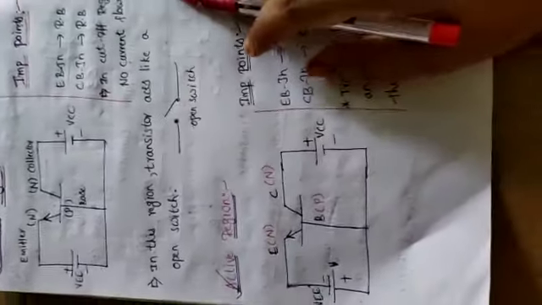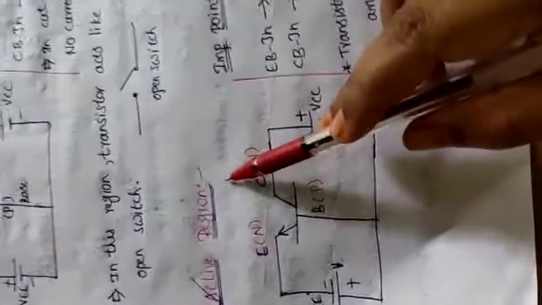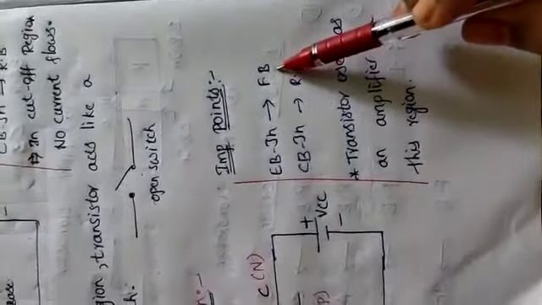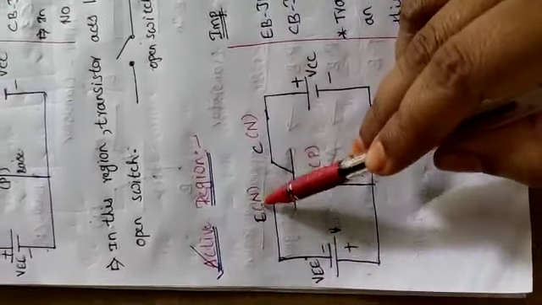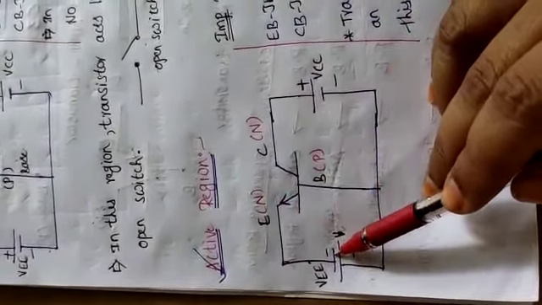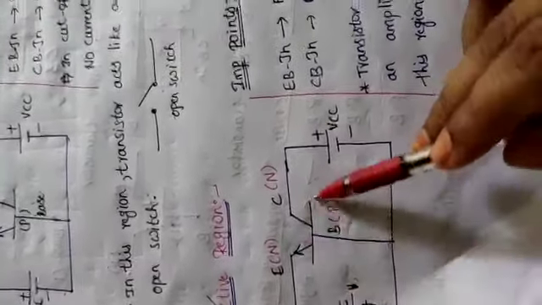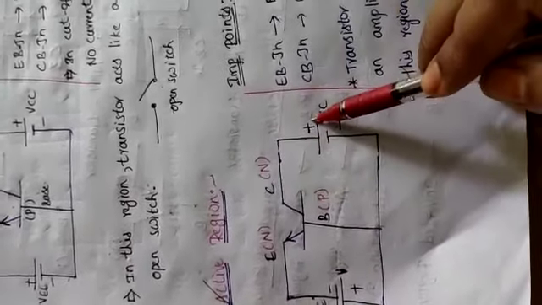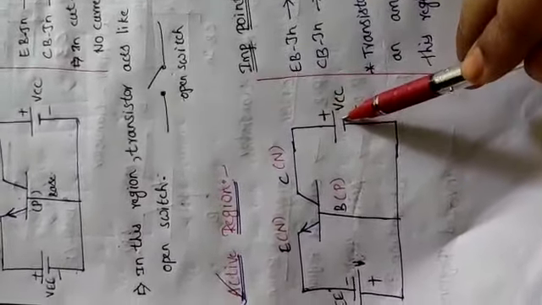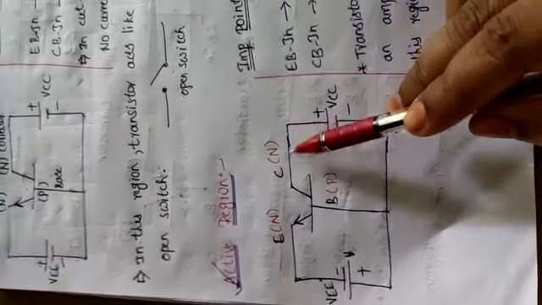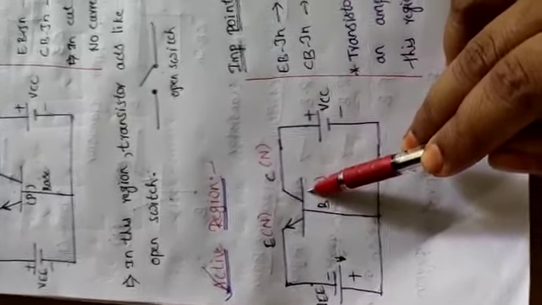The next operating region is active region. In active region, emitter base junction is forward biased and collector base junction is reverse biased. For the emitter base junction to be forward biased, emitter N is connected to negative and P to positive. Collector N is connected to positive and P to the negative terminal of the battery, so that the collector base junction is in reverse bias condition, and the transistor is operated in active region.